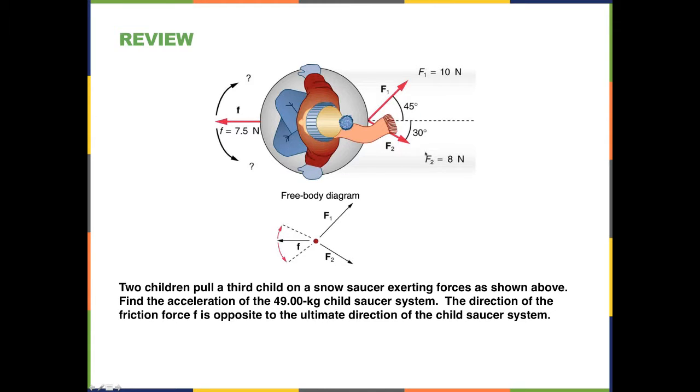We have two children that are pulling. You can't see them, but they're pulling. You have a child sitting in this, and they're pulling him in this direction, and at the same time there's a friction force of 7.5 newtons in this direction. This child is pulling at 10, and this one is pulling at 8, and here's the angles involved, and here's the free body diagram. Now the question is, what is the acceleration if this child weighs 49.00 kilos given this situation?